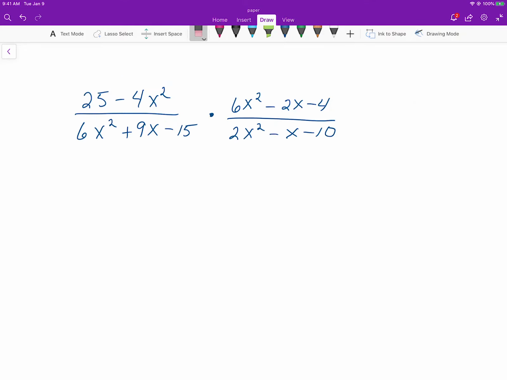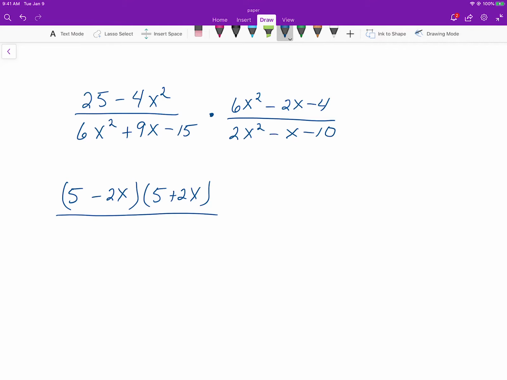When I have quadratics or polynomials in my numerator and denominator, the first thing I want to do is factor. Because when I have factors, then I can see if anything can cancel out. So I'm going to first look and see what I can factor in this problem. And I'm noticing to start off, I have two perfect squares with a minus in the middle, so that's going to be the difference of squares. So we're going to start off by factoring with 5 minus 2x, and then 5 plus 2x.